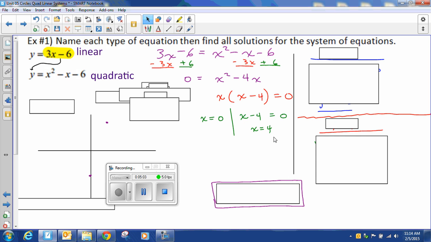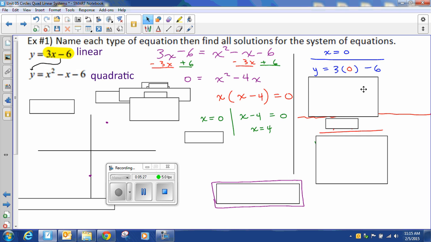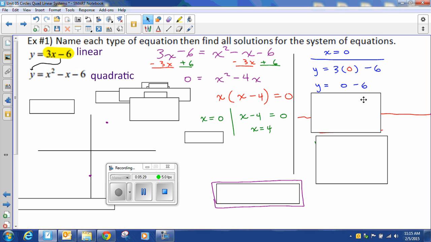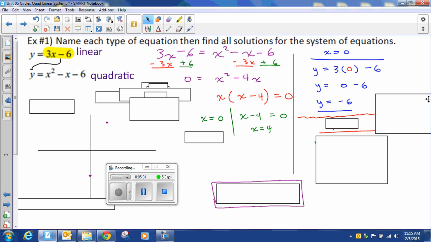We have two x values, and that means we need two corresponding y values to go with it, because remember, the solution is an ordered pair. So because we have two x's, we need two ordered pairs. So let's plug in x equals 0. Let's plug in 0 for x. And I'm going to choose, you can use either equation, but I always use the easier one, which is the linear. So y equals 3 times 0 minus 6, so 3 times 0 is 0, and 0 minus 6 is negative 6.